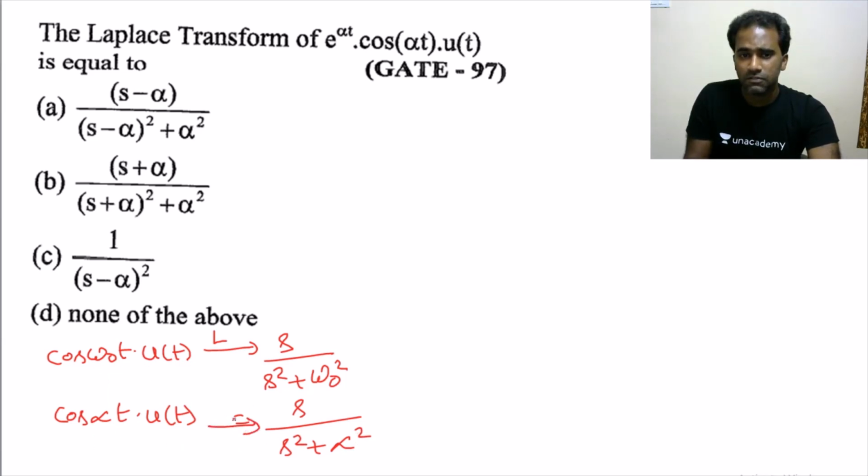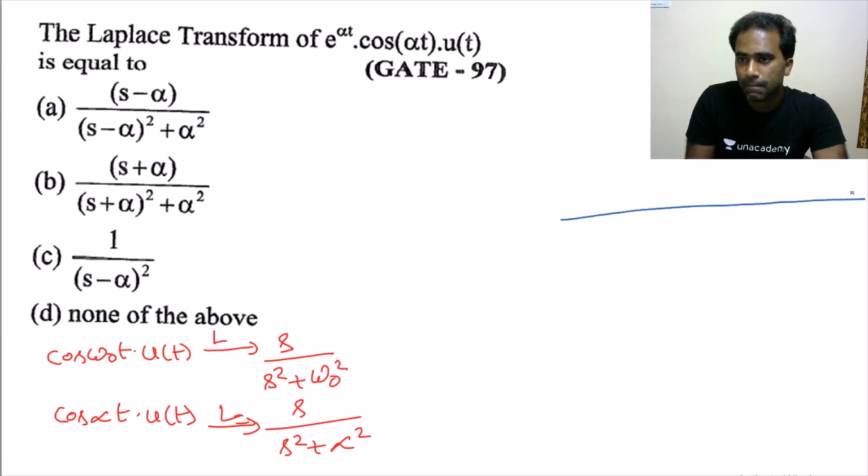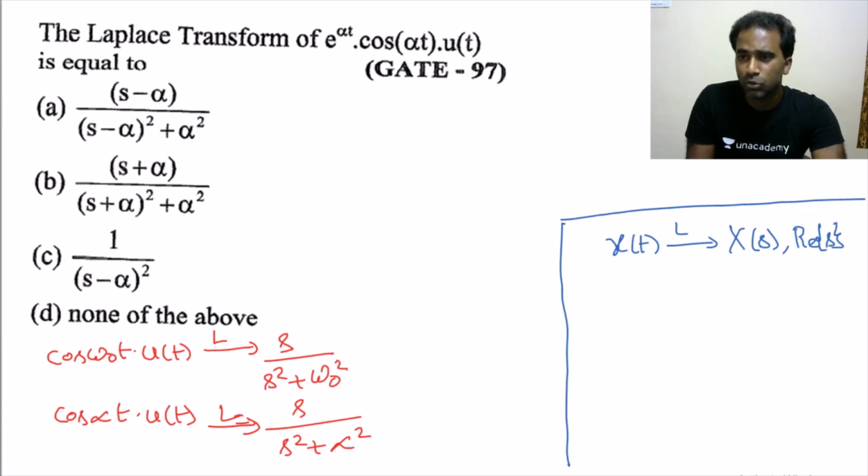This is the Laplace transform of cos alpha t into u of t, but they are not asking about cos alpha t into u of t, they are asking about e power alpha t into cos alpha t into u of t. Now here we need to learn one property which will help us do this problem very easily. Let me recollect that property here. If x of t has a Laplace transform x of s, where the ROC is the real part of s greater than or less than something, we don't know because the signal is not given. We cannot say what exactly the ROC is, but for the sake of conveying how the ROC changes because of the property, I am writing it as real part of s.